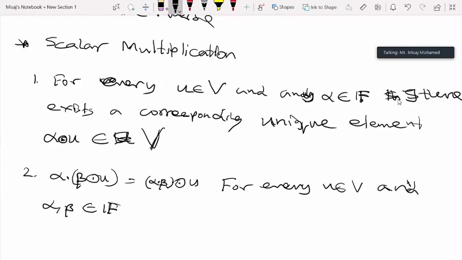So for every alpha, beta from F, take any two scalars, and take any vector u from V. Taking any two scalars from F, and any vector u from V, alpha beta u is equal to alpha beta u. Okay? Okay, sir. Right.